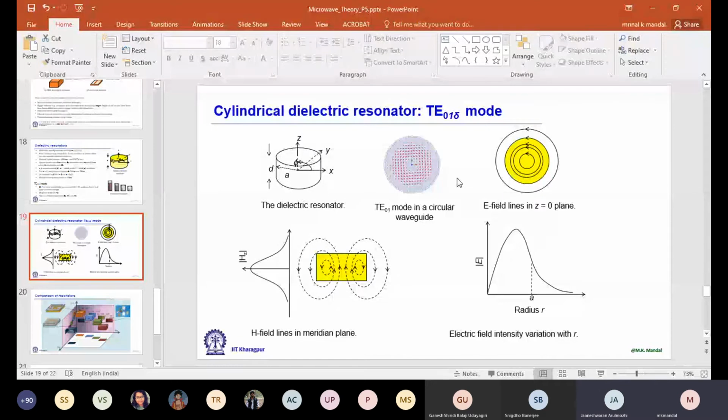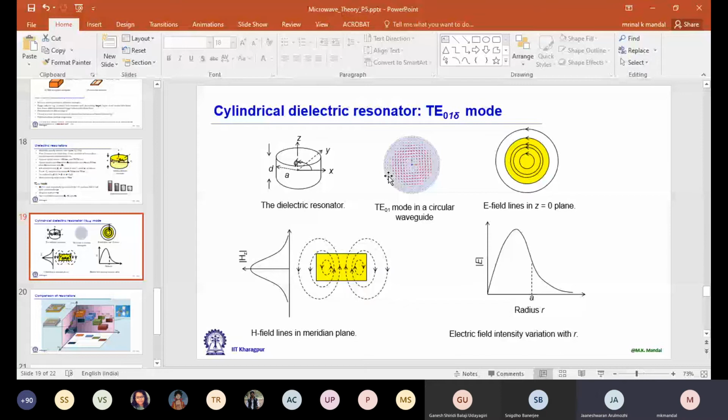Sir? Yes. So TE01 means that the electric field is in radial direction, right? No, it is not like rectangular waveguide. You have to compare with the circular waveguide. It is not in radial direction, it is in phi direction. Phi angle.